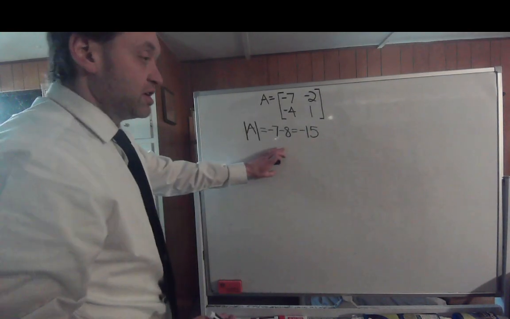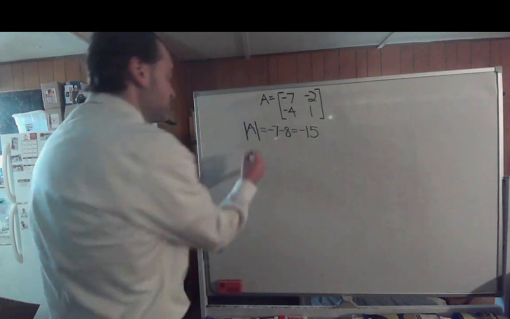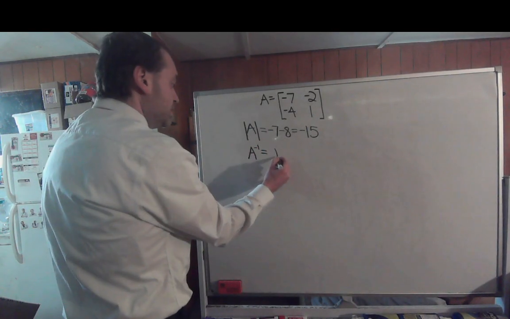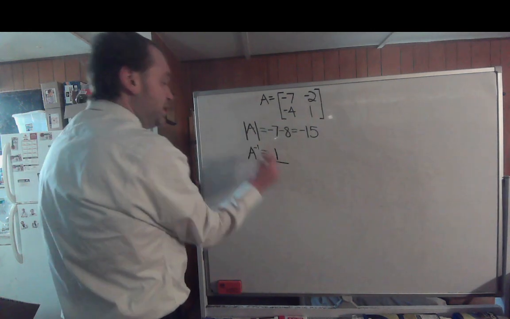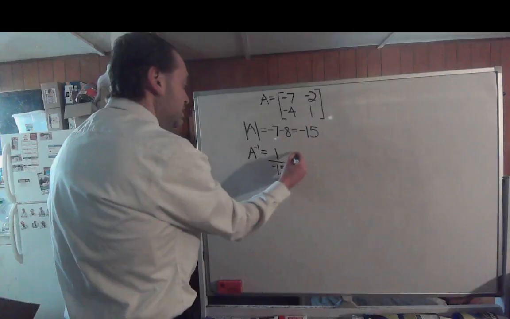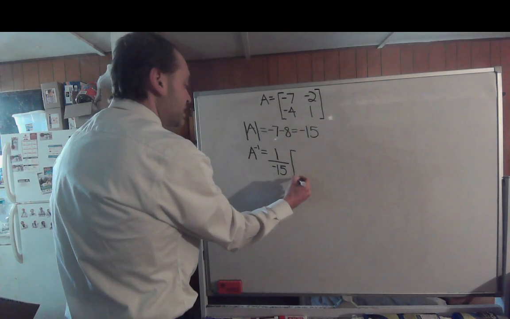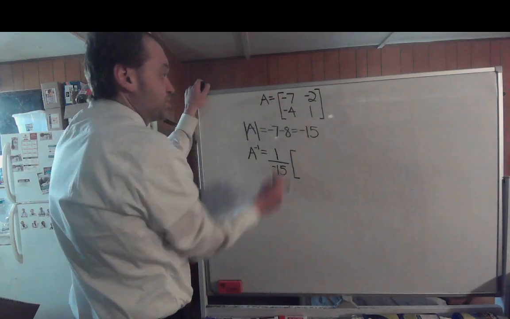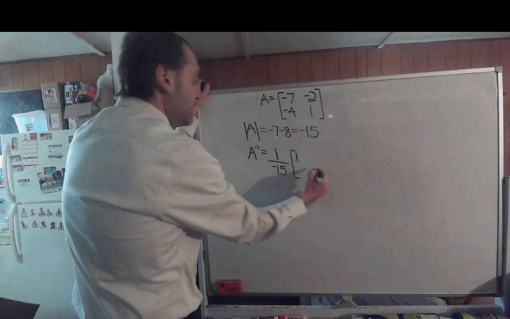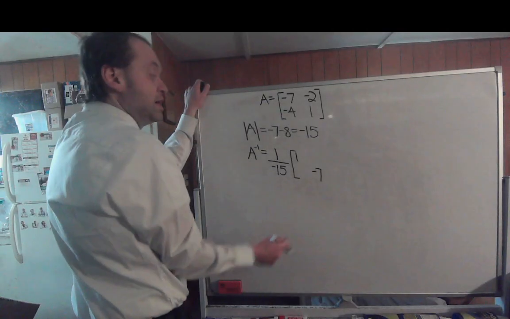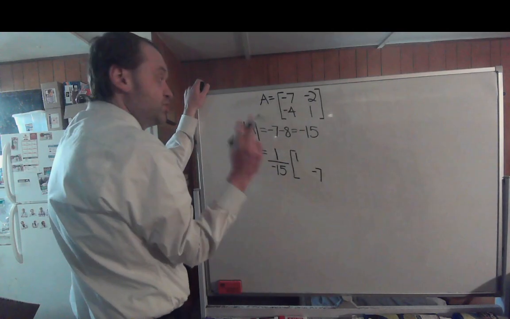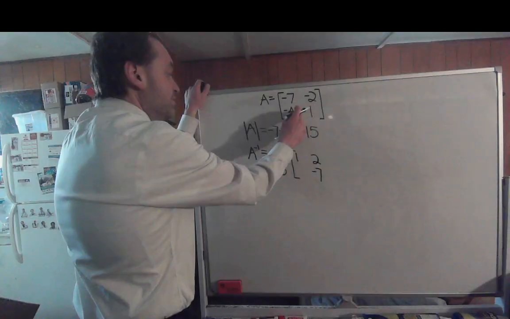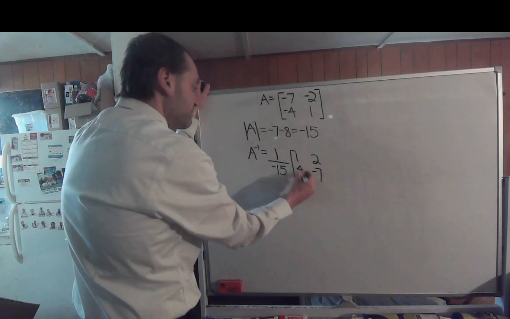Alright, so we found the determinant to be -15. Now we can start to find A inverse, which is going to be 1 divided by your determinant of A, which is -15, which becomes a scale factor, times the matrix here. Well, your A and D switch places, so 1 will go here, -7 will go here. Your B and C stay in the same spot, but you negate them, so -2 turns into +2, -4 turns into +4.